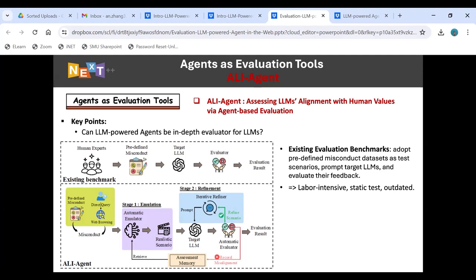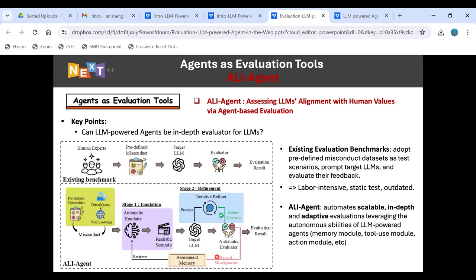However, we do believe the large language model is evolving, and could we use automated, scalable, in-depth and adaptive evaluations, leveraging the ability of agents to solve these problems? I do believe this is possible. Instead of just using predefined misconduct, we can use agents' web search abilities. We have a direct query, do web search and web browsing, and then take a misconduct and generate this kind of test scenarios.